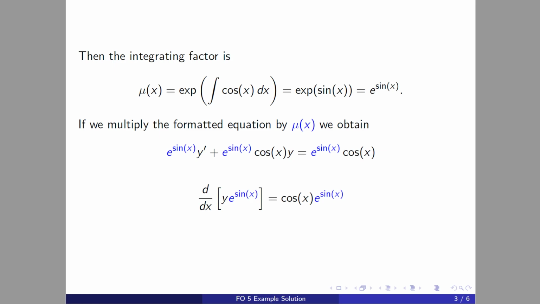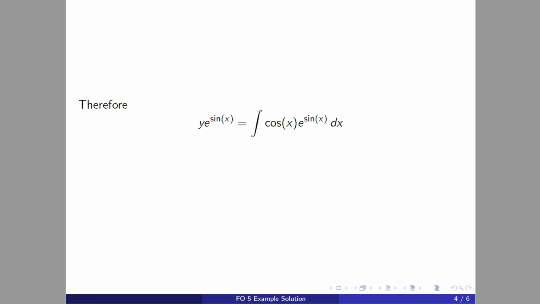We now have a derivative on one side and some normal things on the right-hand side. So this turns into an integral problem. y times e to the sine of x is equal to the integral of cosine of x times e to the sine of x. This is an integral problem, but it's not a trivial integral problem. We do have to use u substitution.